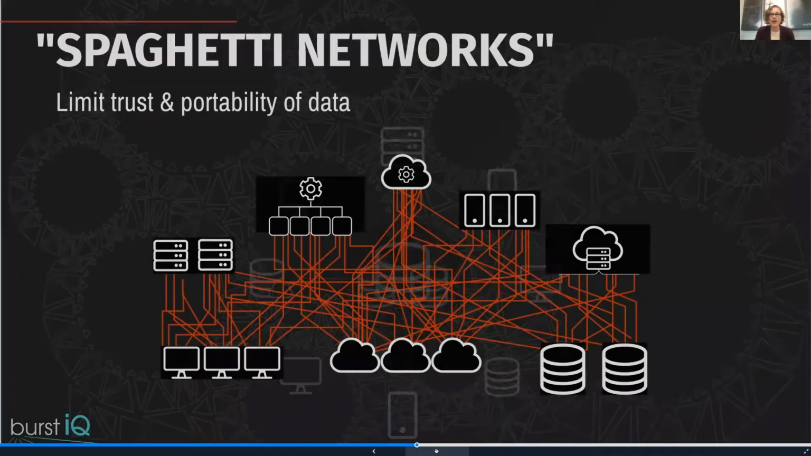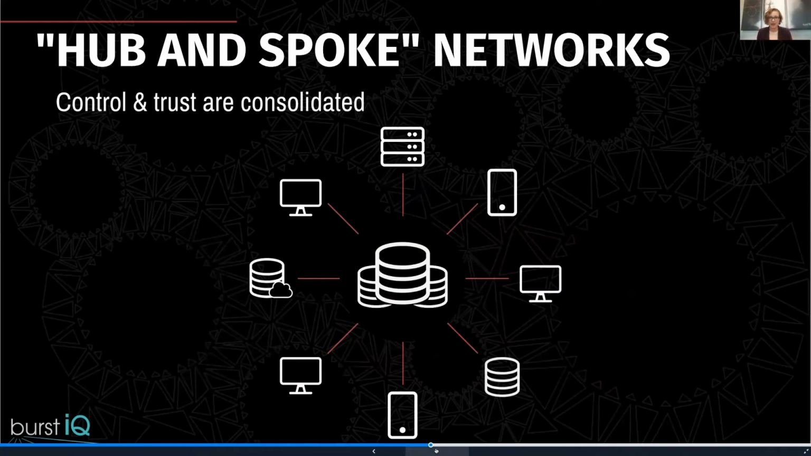So one way to address those spaghetti networks has been to create more of a hub and spoke kind of model. So this definitely simplifies things in terms of network management, but again, you run into the same issue as before. If you don't control the hub, then you don't control the data that you're sharing with the hub. And that puts us back in the position of needing to trust the entity that controls the hub.